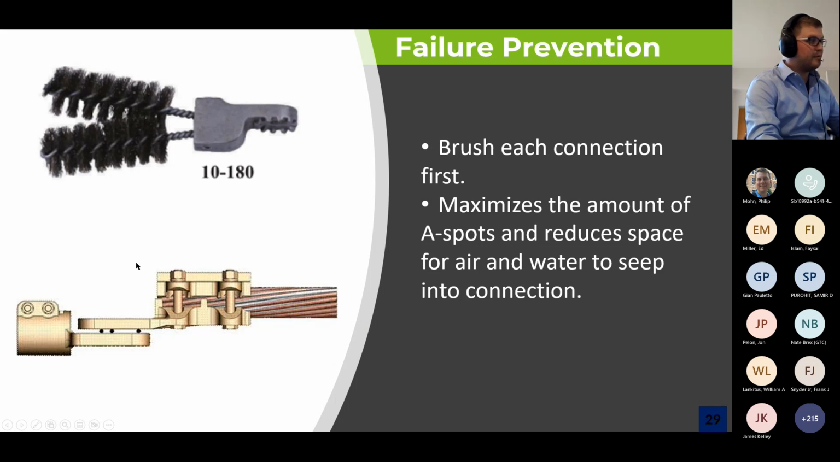And again, another way to prevent this is to make sure you brush your connectors, your copper or conductor, and try to really maximize those disparities.